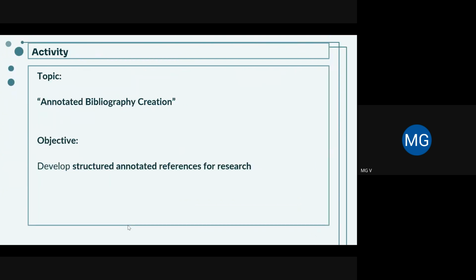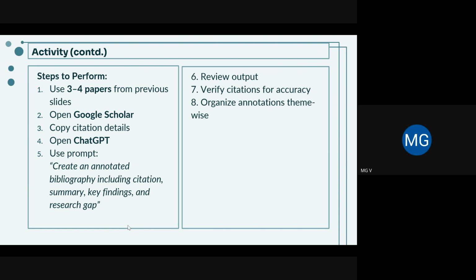Now, activity time on annotated bibliography creation. That is, we are trying to develop structured annotated references for research. Now, what are the steps to perform? We can make use of 3 papers from previous slides. We can open Google Scholar and copy citation details. Then we can open ChatGPT and we can use the prompt.